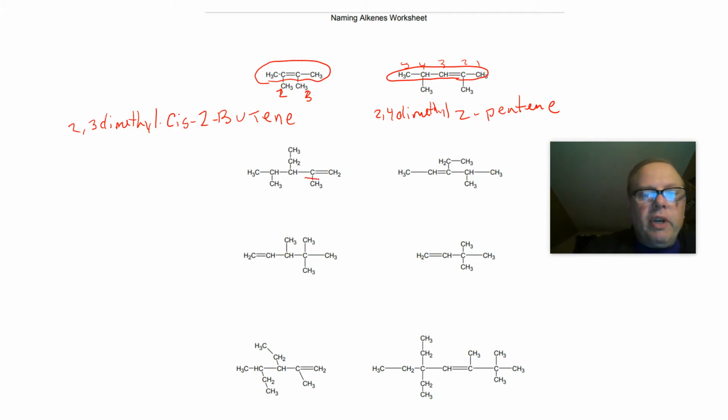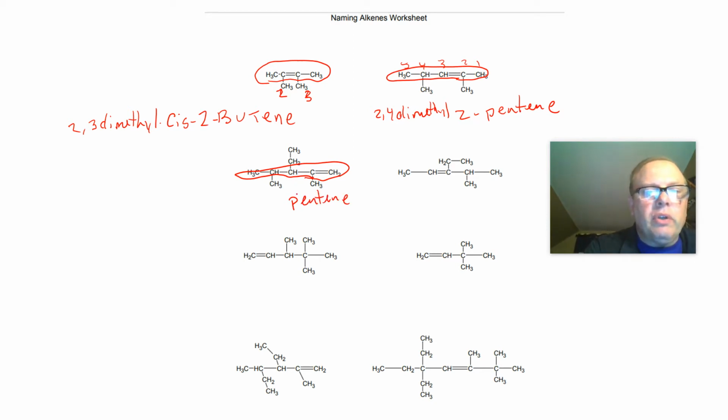Here, I believe I ran from one end to the other like that, and it's 1, 2, 3, 4, 5. So it's again going to be a pentene. There's no reason to say 1-pentene, but you can if you want. It's a bit redundant. And it's going to be 3-ethyl, 4-methyl pentene.